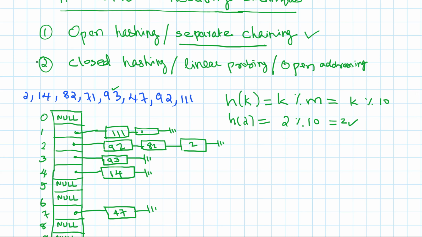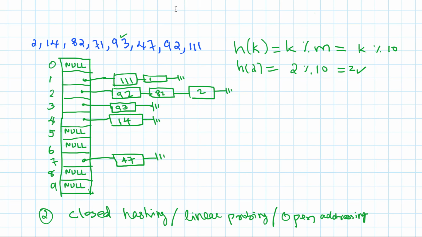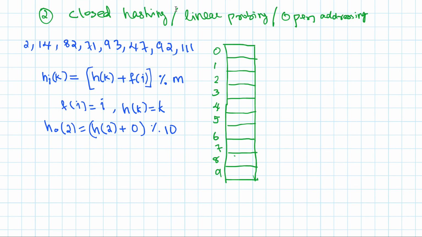Now next we have to see what is closed hashing, or linear probing, or open addressing. So that is our next topic. For closed hashing, linear probing or open addressing, we will simply modify the hash function in this form: h_i(k) = (h(k) + f(i)) mod m. As I told before, m is the size of the array or the hash table, and f(i) is a new function that we have introduced now. Then h(k) is actually the hash function that we are using.